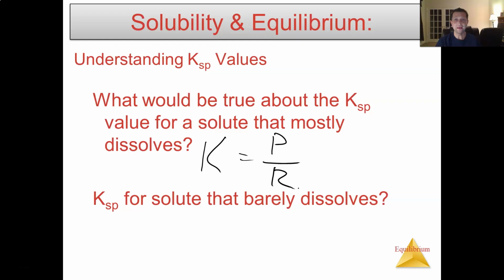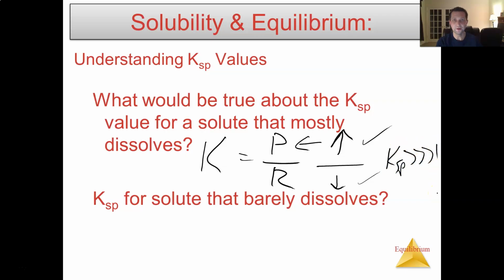And if you know math, then you're like, okay, if the product is really big, so if something mostly dissolves, the product is going to be humongous, right? So your numerator is going to be humongous. And what's the denominator going to be? If it mostly dissolves, your reactant is going to be super tiny. So if you have a huge value in your numerator and a really small value in your denominator, the Ksp value is going to be humongous, right?